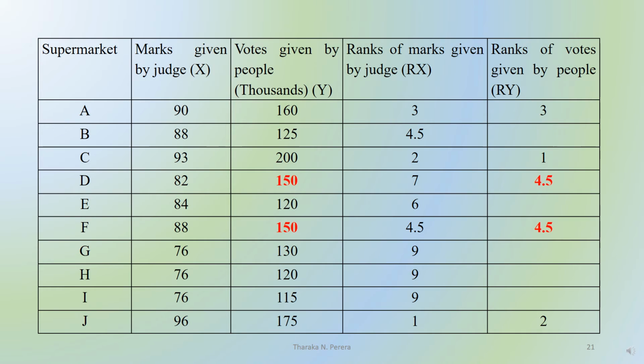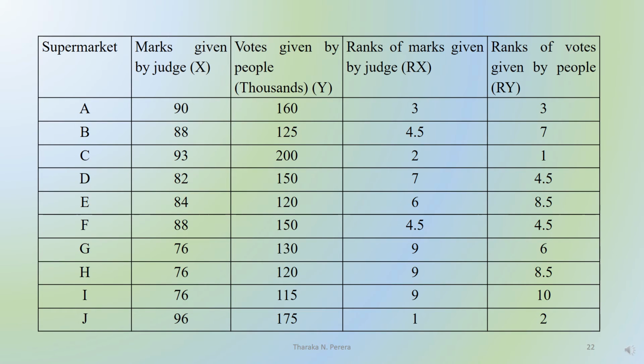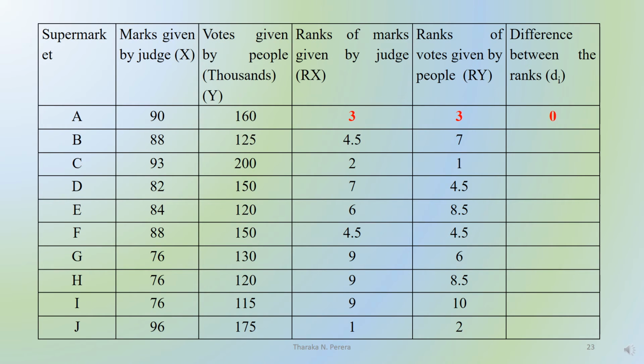Likewise, I can complete this column. I completed the ranks for variable y, which indicates the votes given by people. Then we have to calculate the difference between the 2 ranks. As the next step, we have to calculate the difference between the 2 ranks for each supermarket.